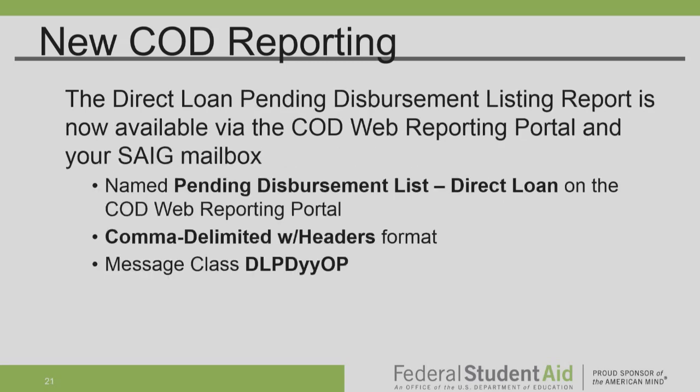The pending disbursement list is now available on the web reporting portal, as well as being generated and sent to your SAIG mailbox. Okay? There's the name that you'll find it on the reporting portal. There's the format that you'll find it in. And there's the message class that it's going to be sent to your SAIG mailbox in. That's the message class in which the report will be sent to your SAIG mailbox to be more grammatically correct, because one of these things here says, be articulate. So I'm articulating that correctly.